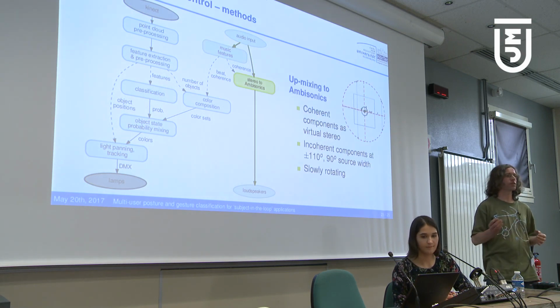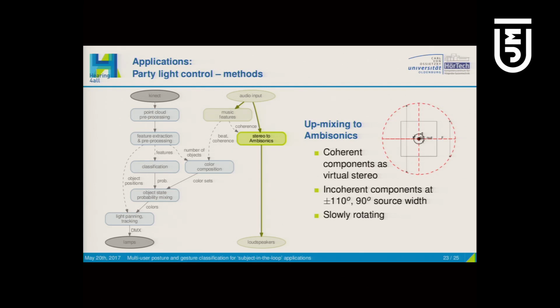And then, for this dance floor application, we are using spatial upmixing. So we are taking the stereo source and rendering the coherent components, which are more localized, to a stereo set in the front. And we have the incoherent components rendered to the back with some kind of source widening using the algorithm of Franz Zotter. And the whole system was slowly rotating, so you don't have really a clear preference of any direction.